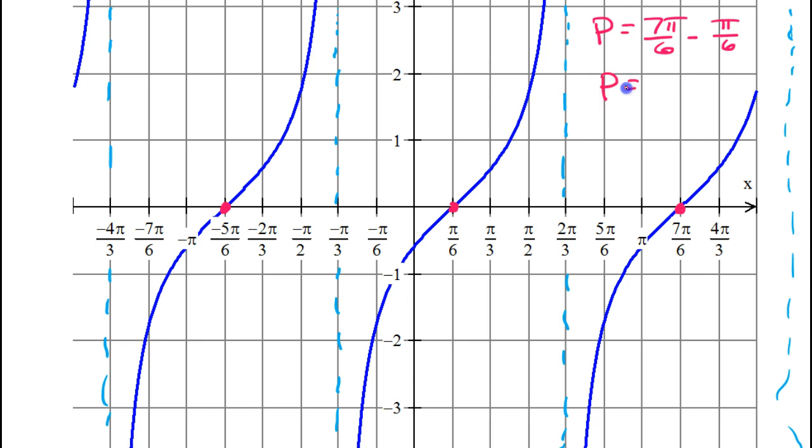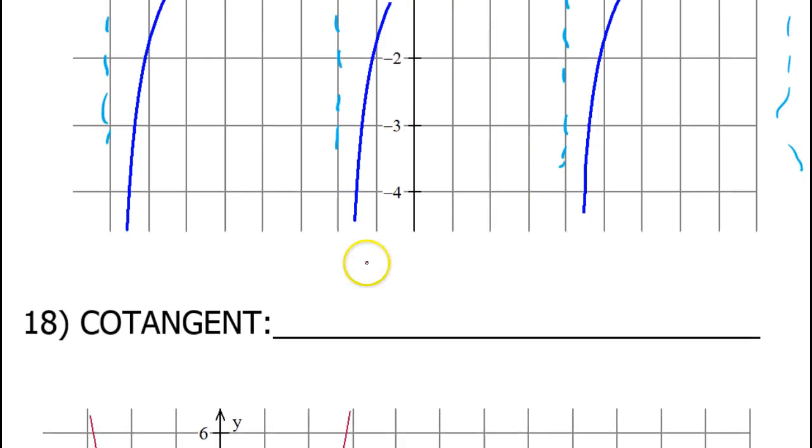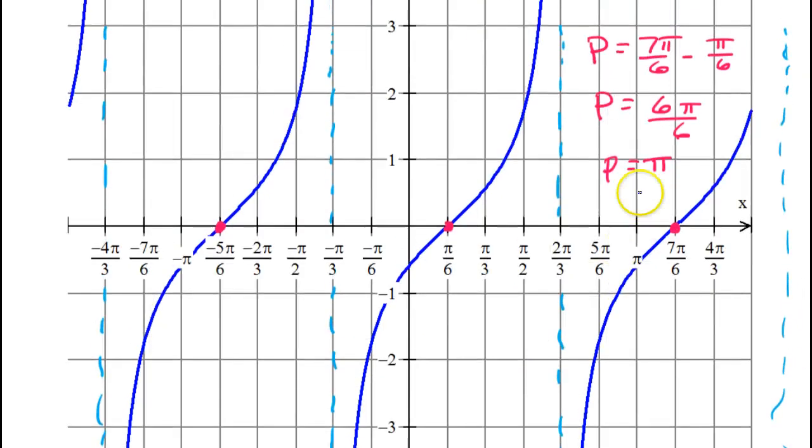Uh-oh, you see what's going to happen? That's going to be 6 pi over 6. So the period is pi. Okay, the period is pi. Now for cotangent, the natural period is pi. So that means that the b value must be 1. So I've got y equals cotangent. Normally I'd be thinking about having a b value right here, but it looks like there's not going to be a visible b value. The b value must be 1.